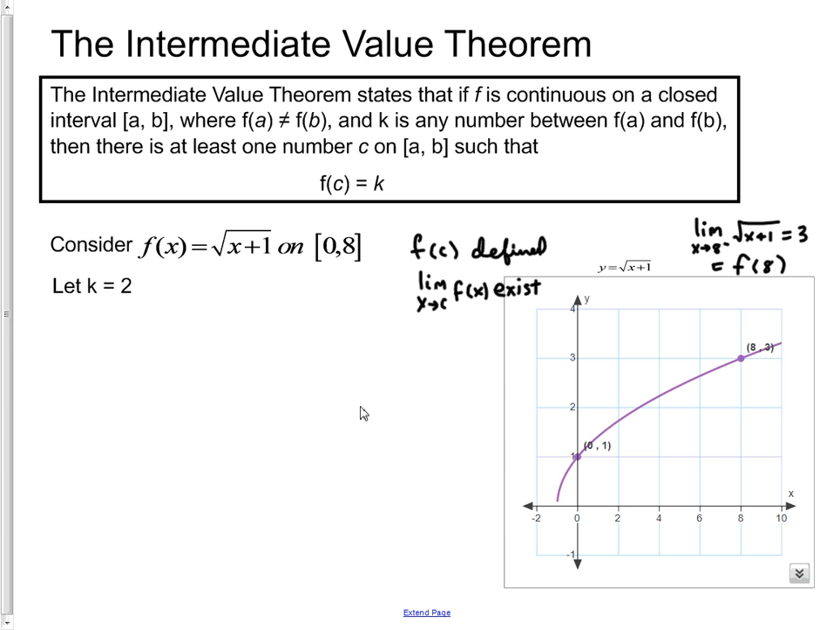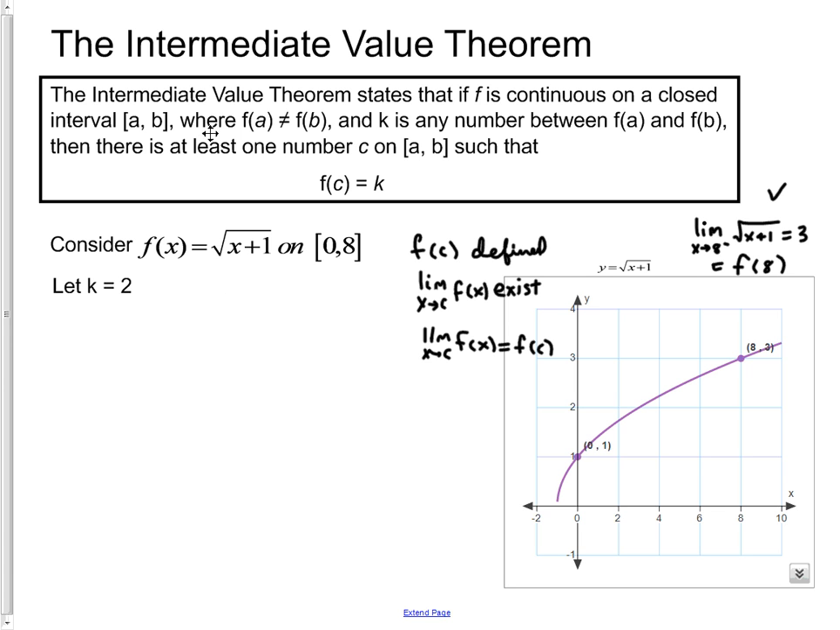And so this function is definitely continuous at that endpoint. And of course, we'd assure ourselves that the limit for every point in this interval as x approaches c of f of x does equal the value of f of c. Well, that's true for every point within the interval, even at the endpoints. All right, so this is a continuous function on a closed interval from 0 to 8.